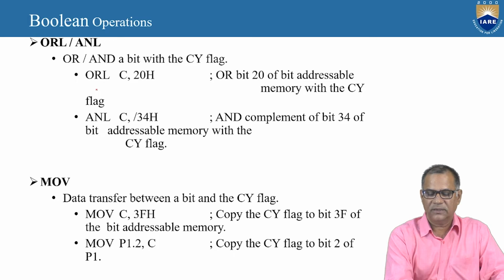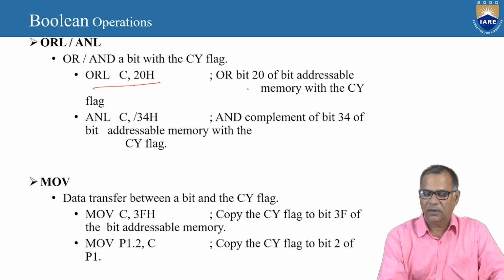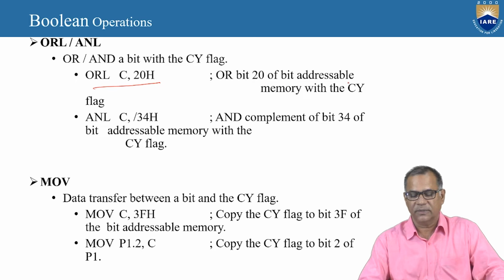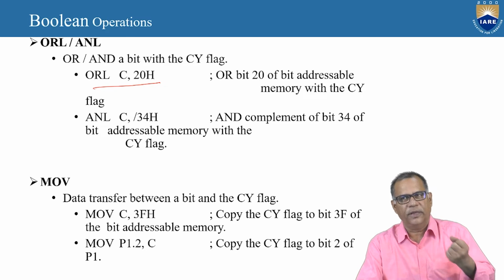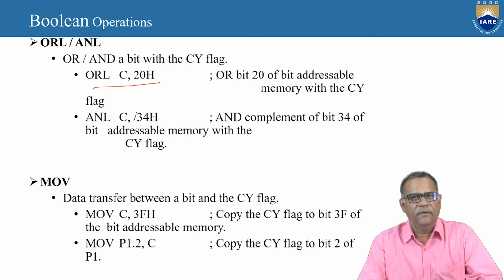Suppose you say ORL C, 20H, so OR bit 20 of the bit addressable memory with the carry. Similarly, ANL C, /34H: you take bit 34 of the bit addressable memory, then complement it, and AND it with the carry flag.